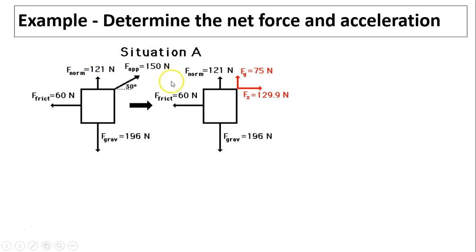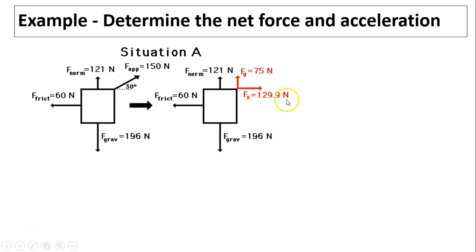Let's take a look at the example. Determine the net force and acceleration. So here are 4 forces. One of the forces is at an angle, which is the applied force. So what is the first step? We change that applied force into horizontal and vertical components.